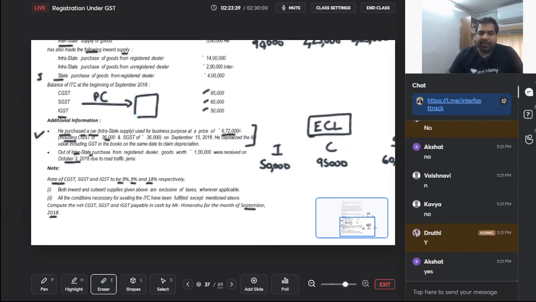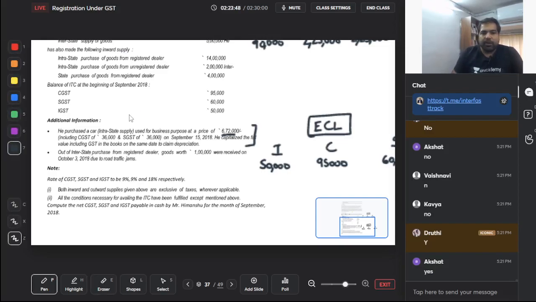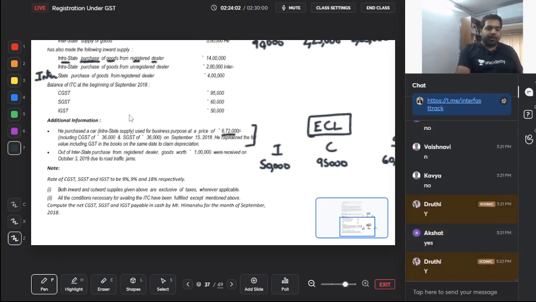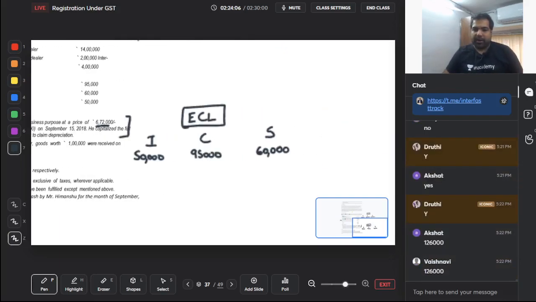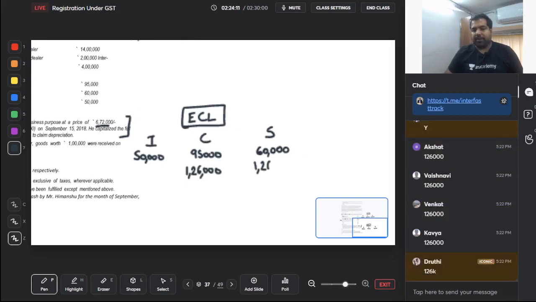I'm removing the unnecessary parts. I'm looking at the purchases. Guys, there are 3 purchases. I want your contribution in all the 3 purchases. This one, and this one is interstate. First one, intrastate purchase of goods from registered dealer. Guys, will you pay GST to a registered dealer? Yes. And will you get credit? Purchase leads to credit? Yes. So on 14 lakh at 9% is how much? 1,26,000 CGST and 1,26,000 SGST.